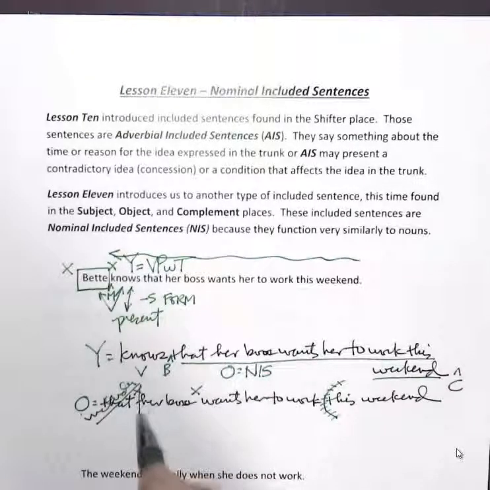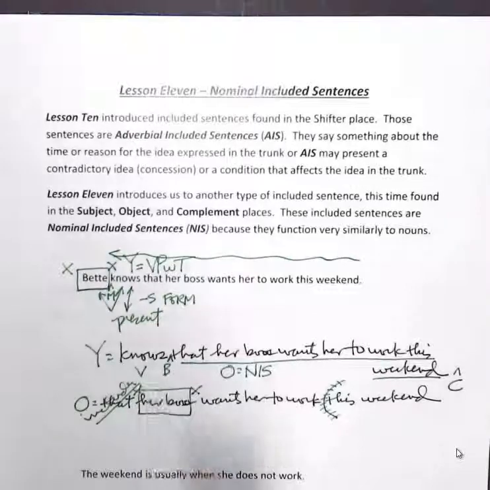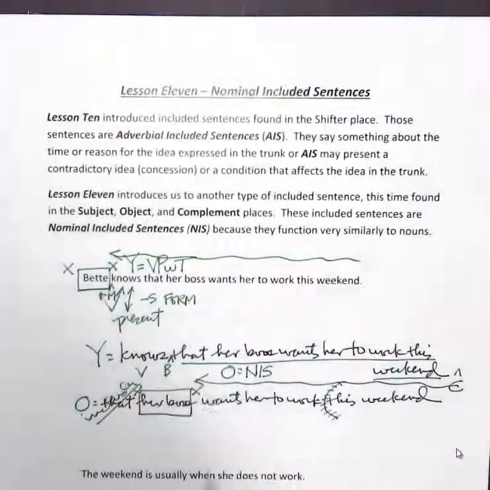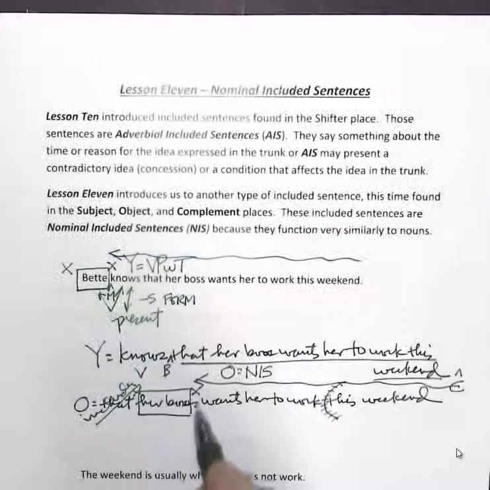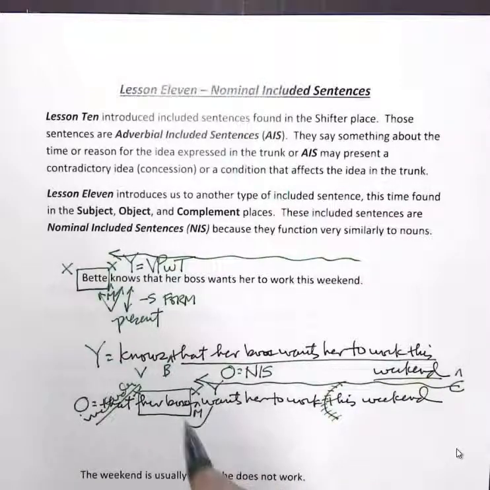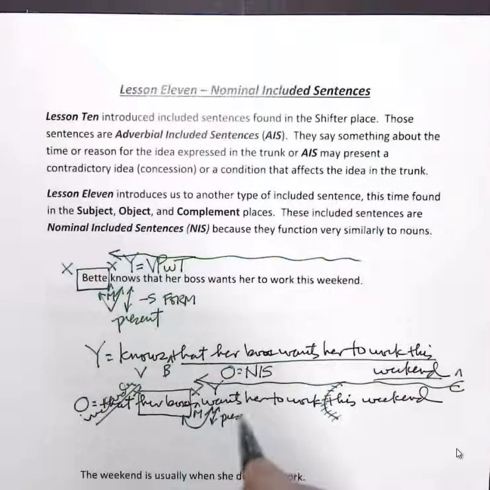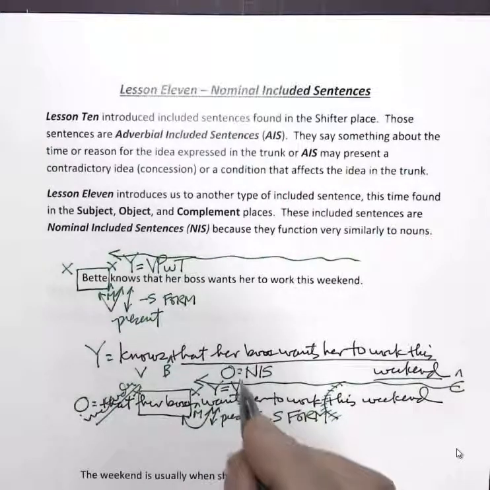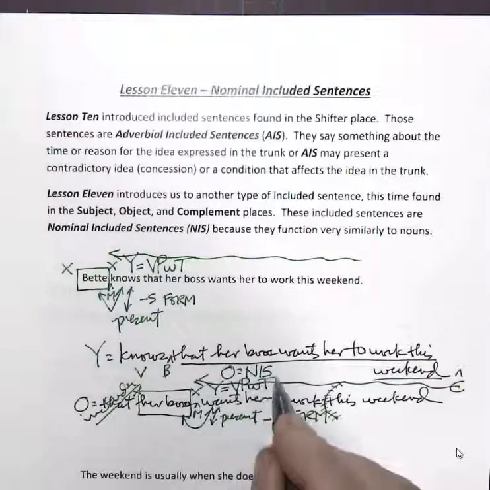Her boss does not want her to work. Her boss is the subject. Wants her to work this weekend is the predicate. Let's put the M in because we have a lot of room for that right away. Wants ties with the subject. Wants ties with the present. Trying to save some space for myself. It's the S form. Y is a verb phrase with time.